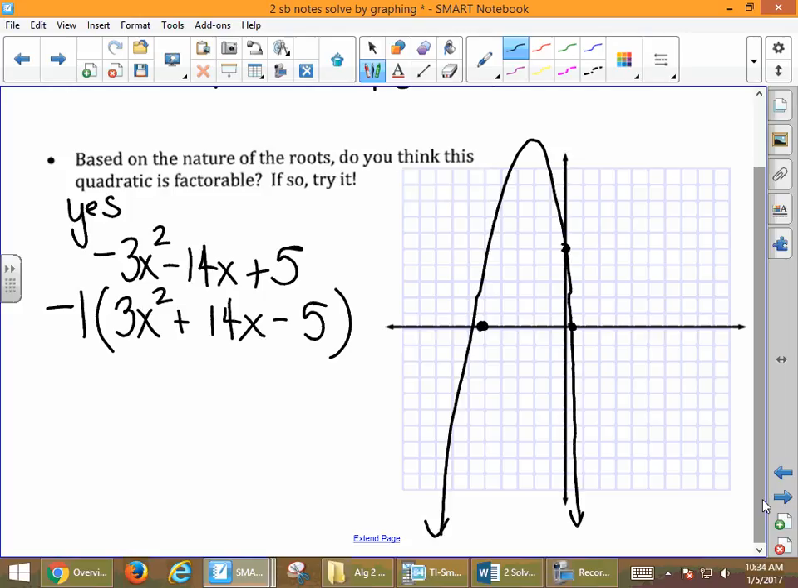We have 3 terms here, and that means that we can split the middle. So we're going to take our 3 times our 5, which is 15. And the factors of 15 are 1 and 15 and 3 and 5. Which of those combine to be 14? Tiffany? 1 and 15. Which one's negative? Okay. So -1, positive 15.